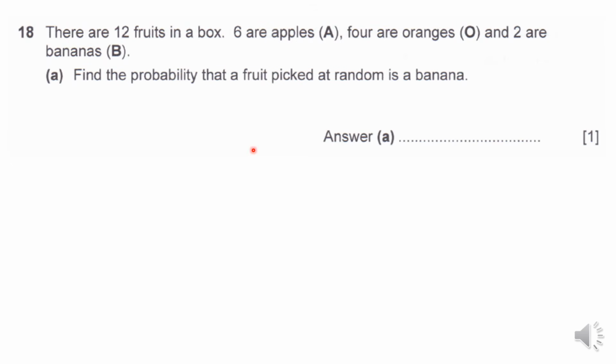So, question 18. There are 12 fruits in a box, and 6 are apples, A for apples, 4 are oranges, O for oranges, and 2 are bananas. So, what is the probability that a fruit taken at random is a banana? It's very straightforward, 2 out of 12. Now, you can definitely go ahead and simplify if you want to 1 over 6, but the answer should be fine as 2 over 12.